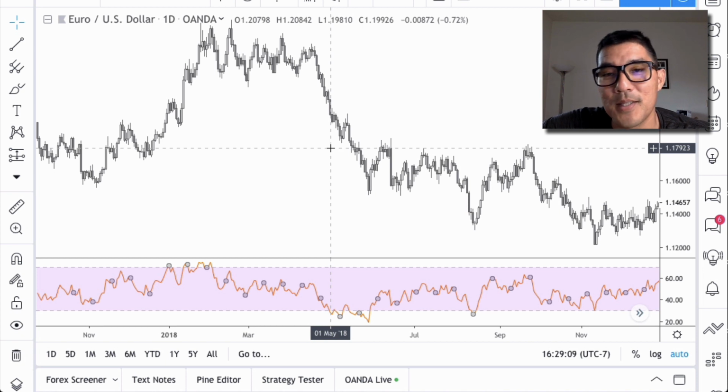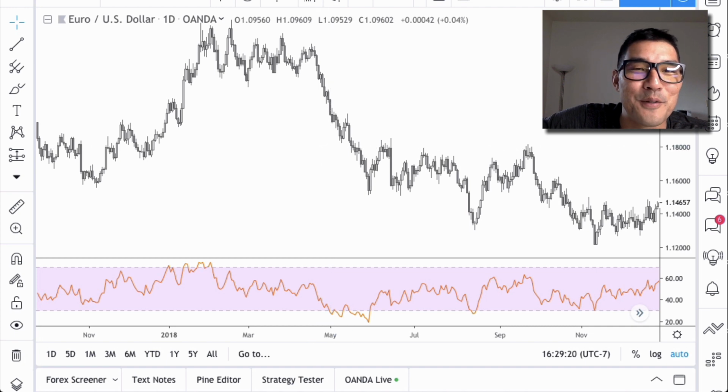But again, this needs to be tested, and it can be personal to the trader. It can be very individual to the trader. So keep that in mind. All right, back to the formula.